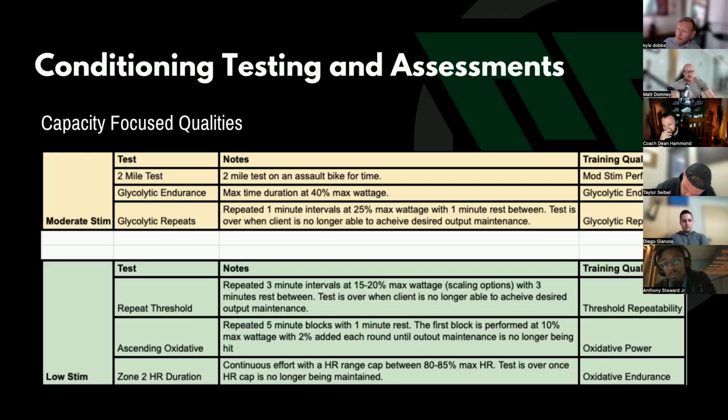I want repeated 1 minute intervals at 25% max wattage with 1 minute rest in between, or 1 minute intervals at 2 mile pace with 1 minute rest in between. And once we get to 10 repeats of this, and 10's an arbitrary number, we can probably retest, or we can up the percentage and have them repeat that. This is a painfully easy way to increase fitness. I use this as a training strategy.